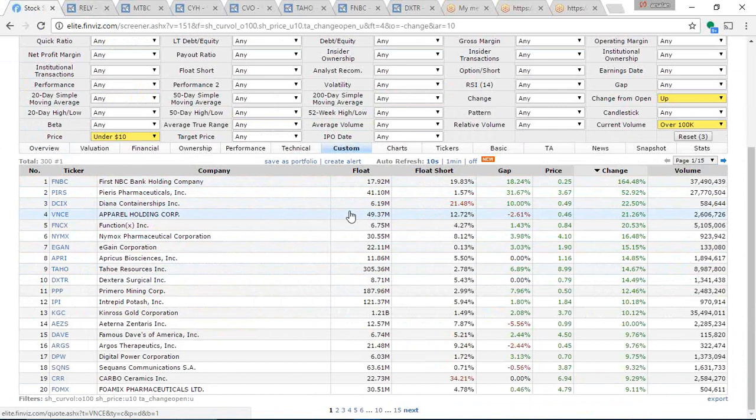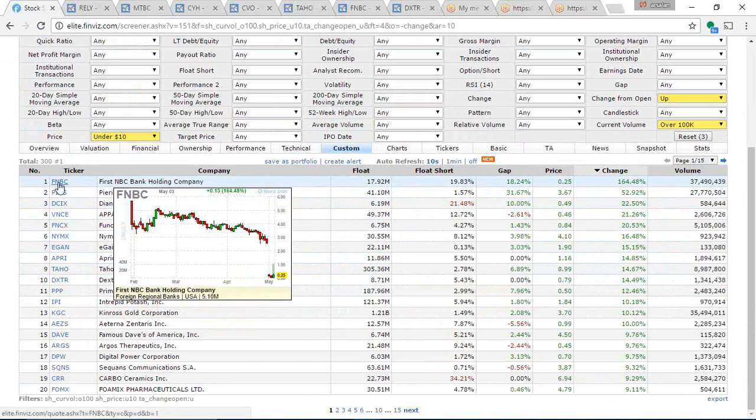So something to consider. It also tells you the gapping, how much did it gap from open or from yesterday's close. So yesterday's close, it gapped up 31% and overall was up 53% for the day. It gapped up 18%, but overall today was up 164% from yesterday. So things like that can help you make decisions in real time.